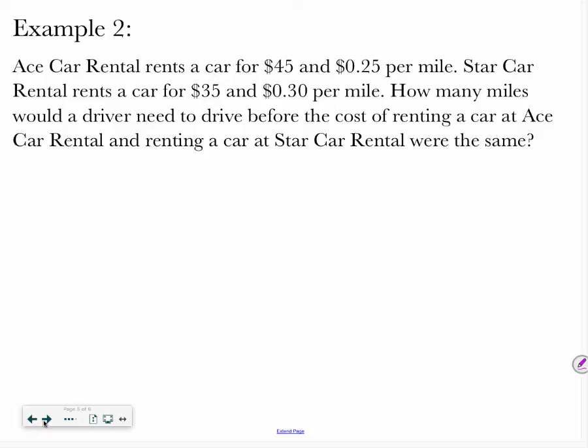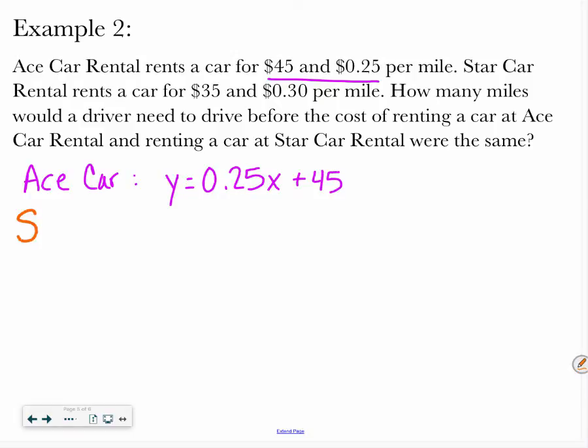So first, let's talk about what would the equation for Ace Car Rental be. Our cost would equal 25 cents per mile, and we're charged $45. So we're going to add that on no matter what. Star Car, our cost is represented by 30 cents per mile plus the $35. So we have a y equals and a y equals. So what we can do is set them equal to each other.